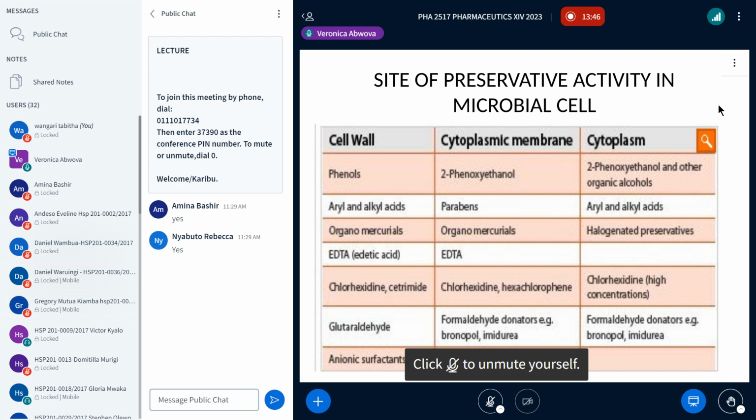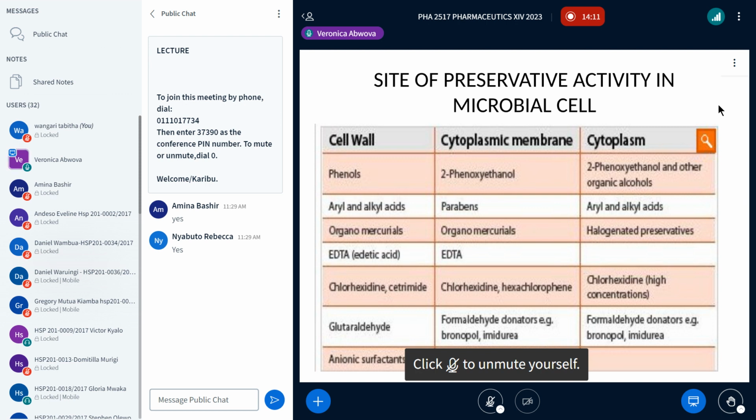Then it means that the cell will also be able to take in too much water and break, again compromising the cell, okay? So think of the cytoplasm. We have things like aryl alkyl acids, halogenated preservatives, okay? Chlorhexidine in high concentrations will affect the cytoplasm.